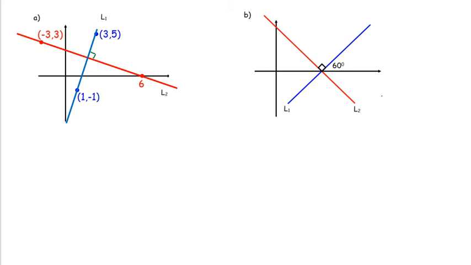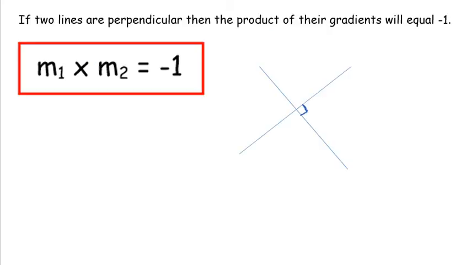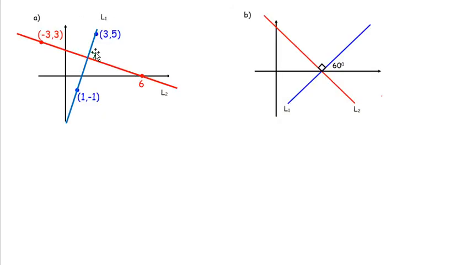Okay, and then this is just to show you that this is the case. This M1, M2, the two gradients multiplied together give you -1. So if I was to look at these two lines here, so we've got L1 is the blue line, L2 is the red line. So what I'm going to do is I'm going to go ahead and work out the gradient of each of these lines.